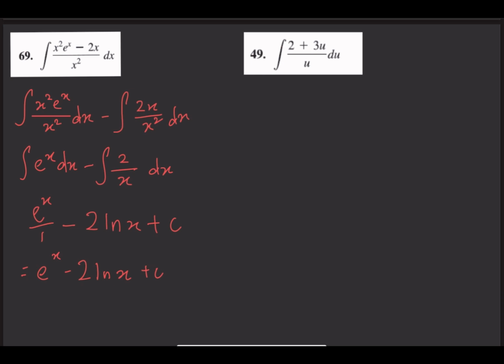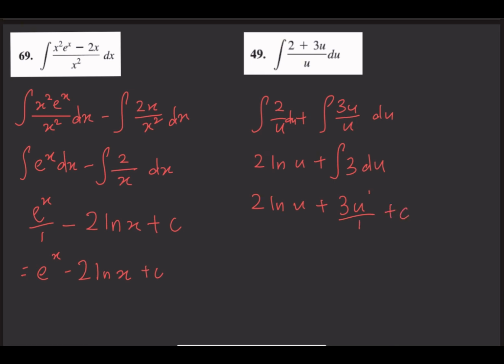So in this case, we also separate it. Remember 2 over u plus the integral of 3u over u du, in this case du also. So you get 2 over u, and always remember 2 over u is the same as 2 over x. So with that, we get 2 natural log of u plus the integral of 3 du, which gives us 2 ln u plus 3u over 1 plus c. Simplify it, we get 2 ln u plus 3u plus c. And that is your final answer.